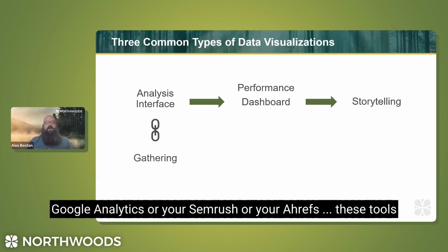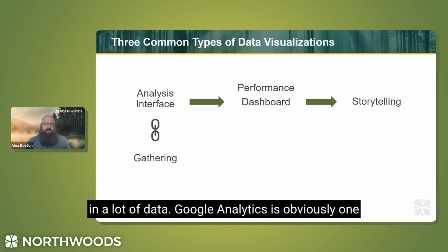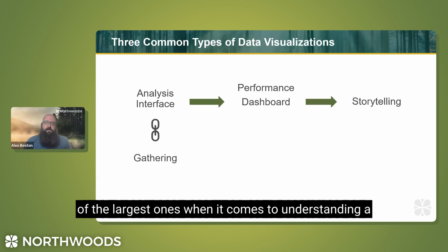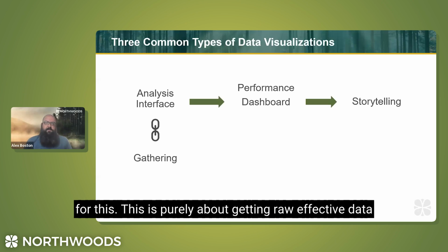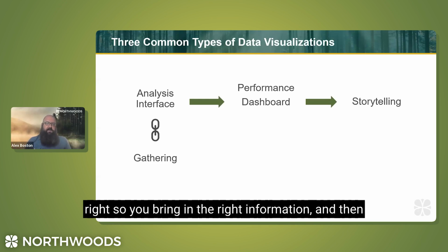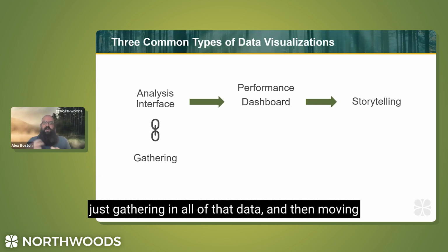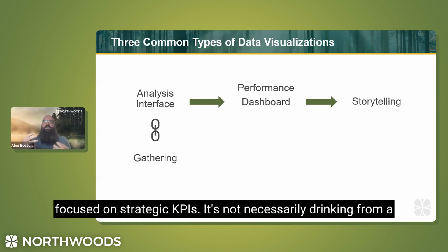This is where you're in your Google Analytics or your SEMrush or your Ahrefs, these tools that we all use on a regular basis to pull in a lot of data. Google Analytics is obviously one of the largest ones when it comes to understanding a website, but there's lots of different tools that people use for this. This is purely about getting raw, effective data and tracking the right metrics and really getting the setup right so you bring in the right information, and then gathering in all of that data and then moving it into something called a performance dashboard, which is more focused on strategic KPIs.